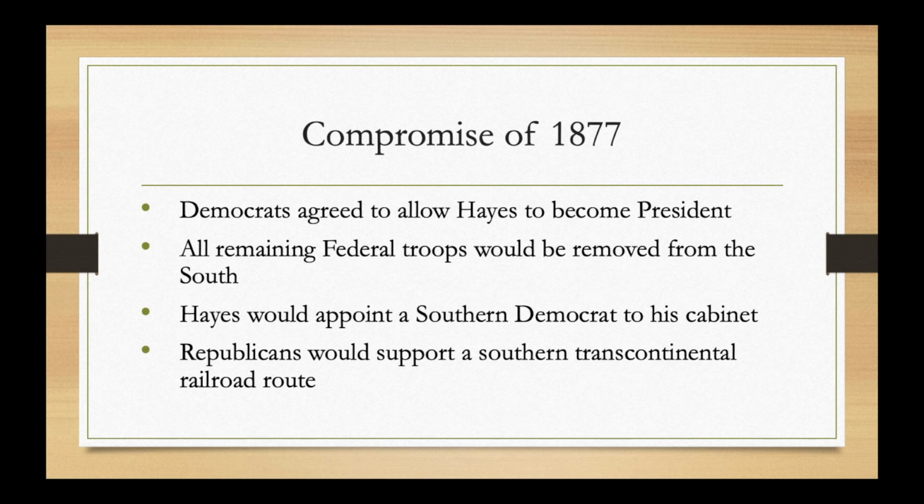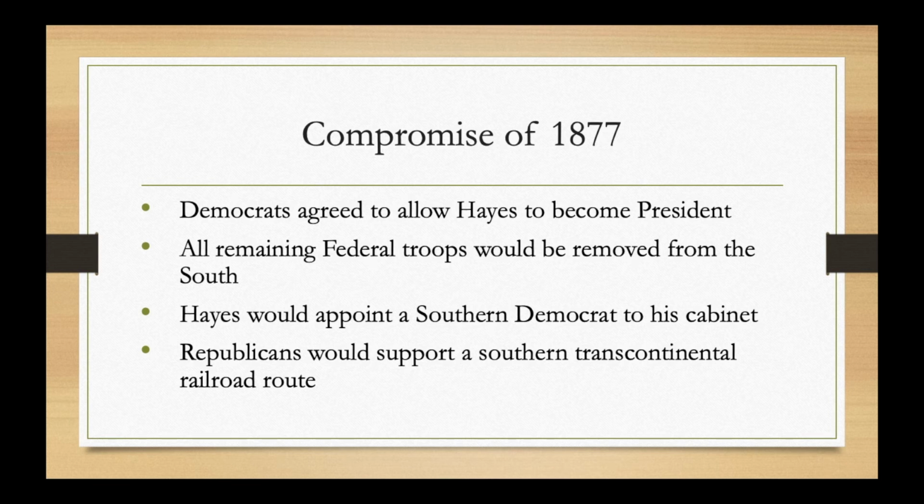So then we get the Compromise of 1877 out of that. And so Democrats are going to agree to allow Hayes to be president and kind of be quiet about it, not be angry, not raise a fuss. But all the remaining federal troops would have to be removed from the South. And so the Democrats, they're coming from the South, so they're going to concede the presidency to a Republican, but they're going to get something out of it in exchange. So, all right, look, we'll let you have the presidency, that's fine, but you're going to take all these soldiers out.